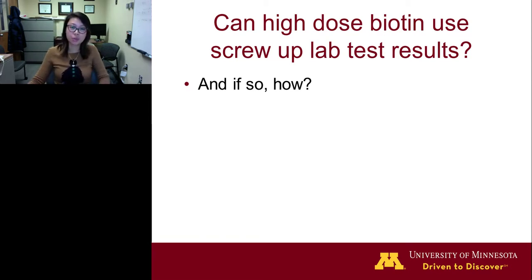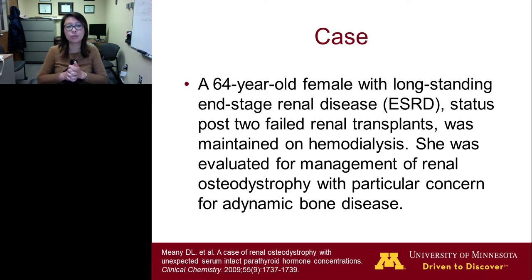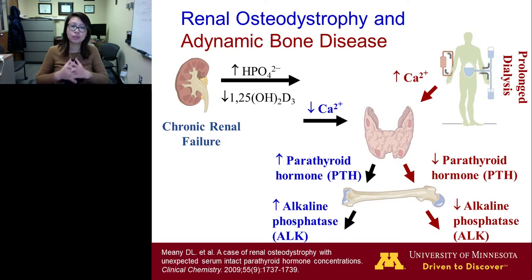And we're going to demonstrate this using a case that I published in 2009. This is a case of a 64-year-old female with long-standing end-stage renal disease. She came to the hospital for evaluation of her renal osteodystrophy, and was particularly concerned for adynamic bone disease. She was seen by an endocrinologist, who was trying to figure out whether she has either renal osteodystrophy or adynamic bone disease, which have very different presentations in terms of lab tests. The lab tests that would be helpful in evaluating her would be PTH, parathyroid hormone, and alkaline phosphatase.